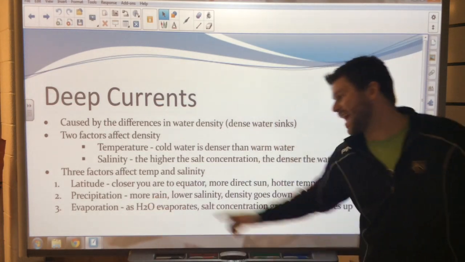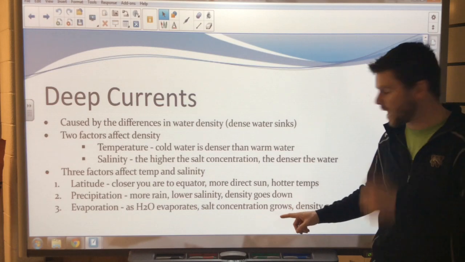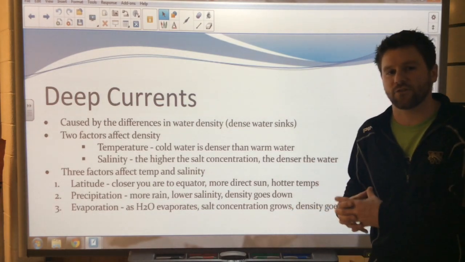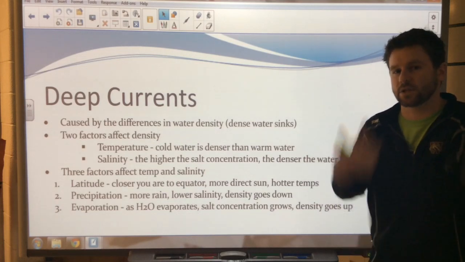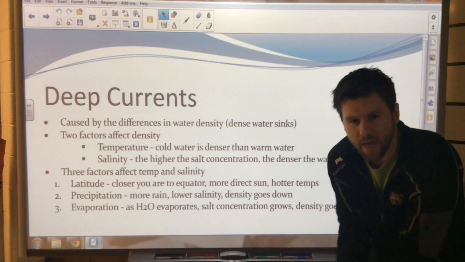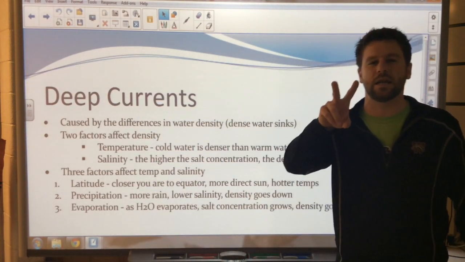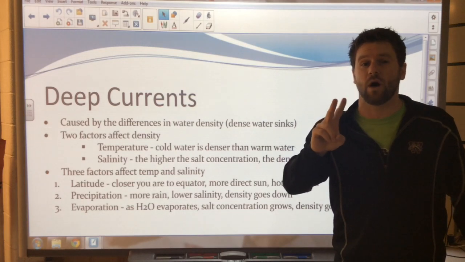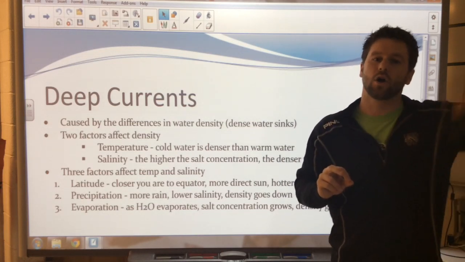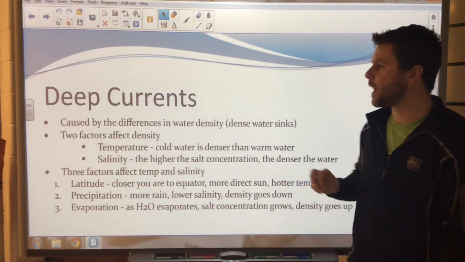And then evaporation. As H2O evaporates, salt concentration grows or gets higher, and the density goes up, right? Of the water that's left there, the concentration of salt goes up, which means our density goes up, and so that water is going to sink. So deep ocean currents, right? Temperature and salinity both affect the density of the water, and that's really what drives these deep currents is the density of the water. Cold water sinks. Salty water sinks. Okay?